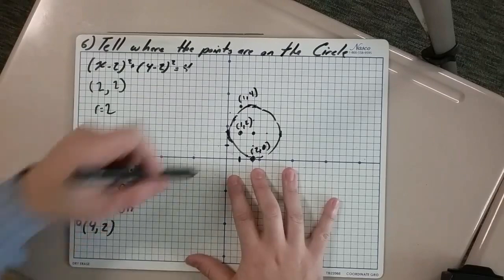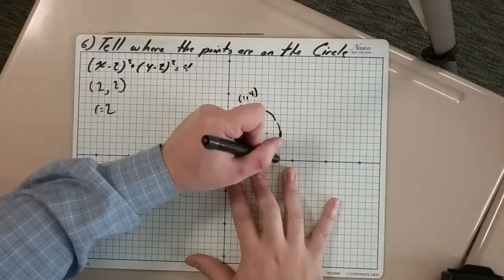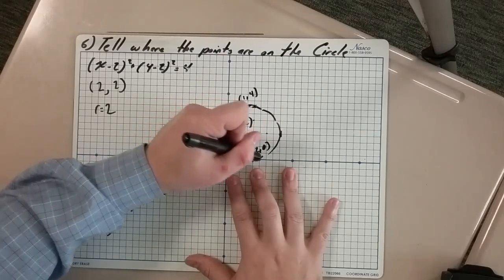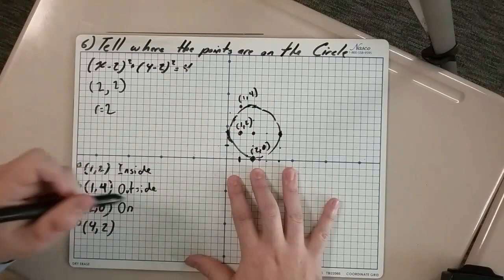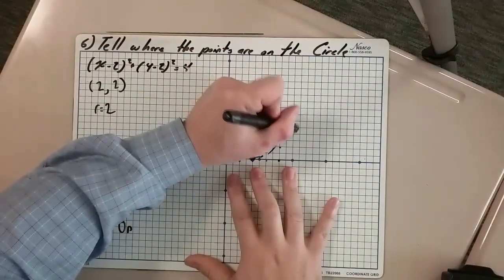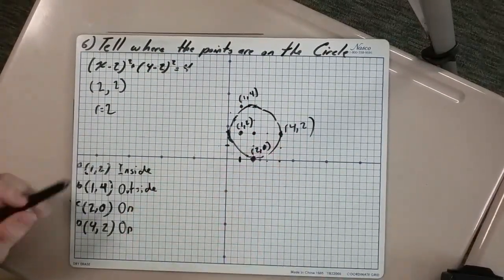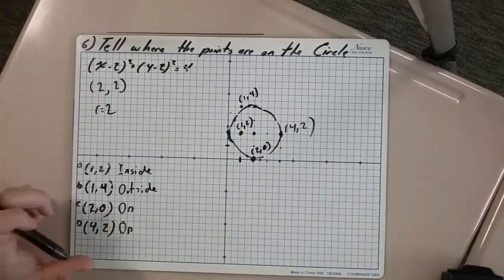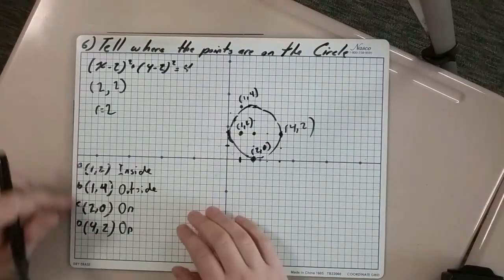4, 2. 1, 2, 3. Let's see. 1, 2, 3, 4. 1, 2. That is also on the circle. Keep in mind, interior, exterior, I believe they still say on the circle. And that's it. Just graph the circle and plot the points.